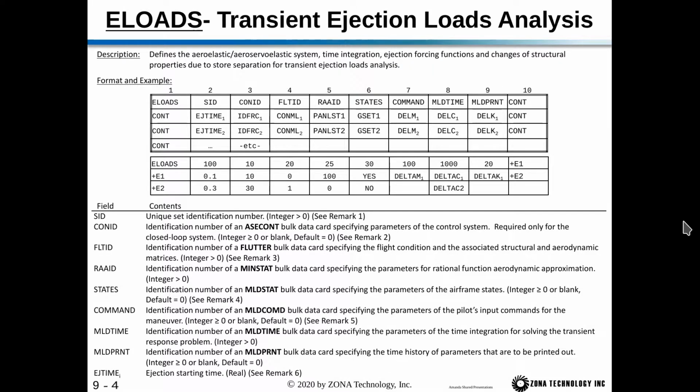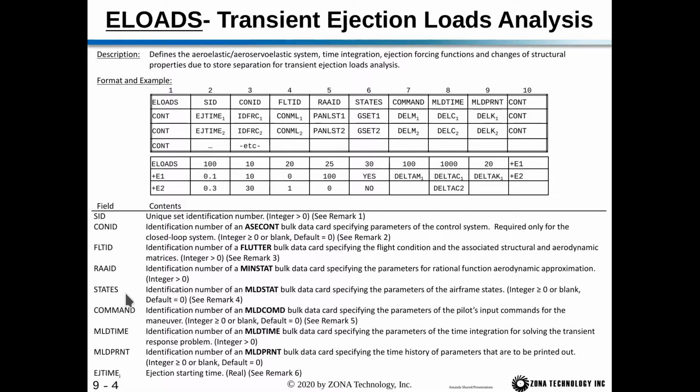So this is the ELOADS bulk data card. We have an ID number, which is referred to by the case control command. A con ID refers to the ASE controller card. Flut ID refers to the flutter card. RAA ID refers to the minstat card. The states field refers to the MLD stat.